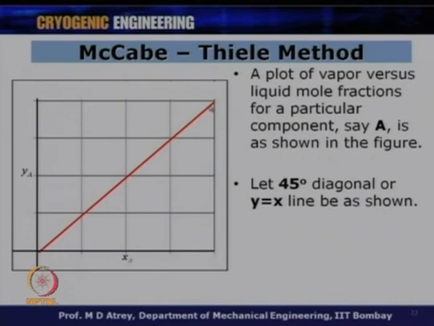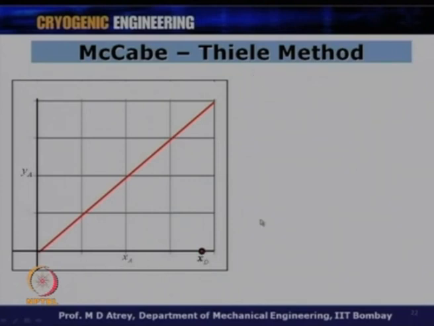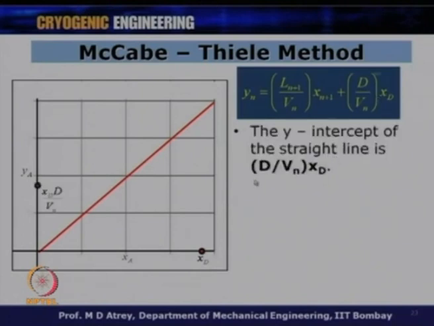because I know that y is equal to x for the topmost plate. I also know the desired purity of this component A in the top product is xd. This is the problem definition for me, that I want to design this column for getting a purity of xd for the top product, or for the low boiling component. So, I can locate this point xd on the x axis, and to locate the other point, I have this equation, and the other point is at x is equal to 0, the y intercept.